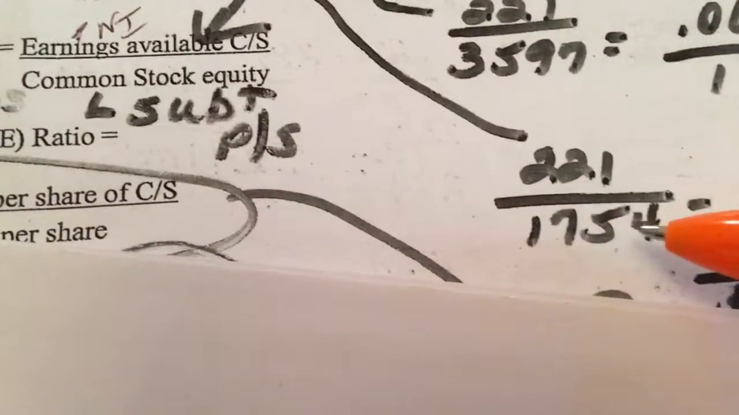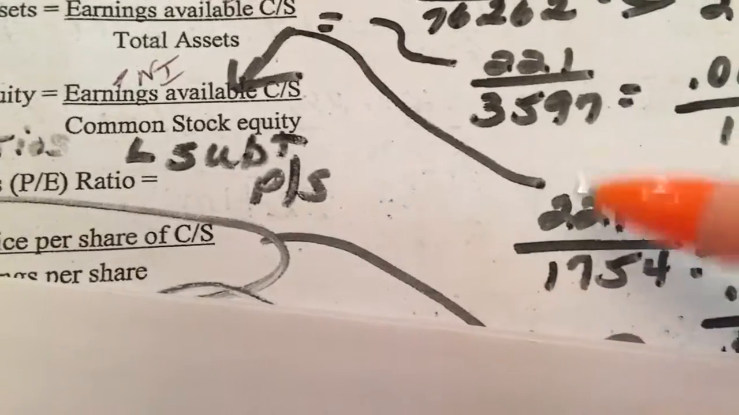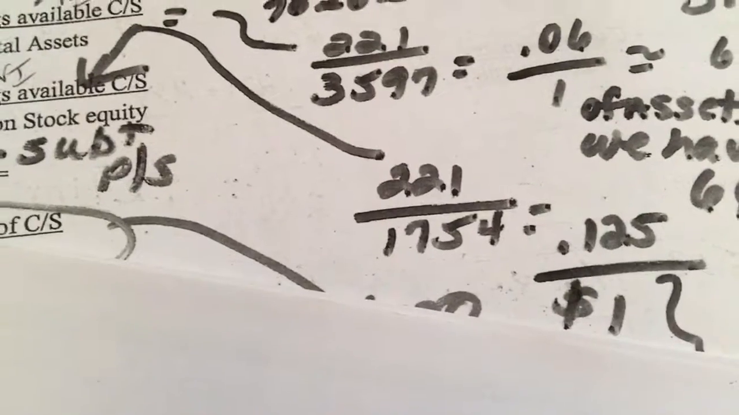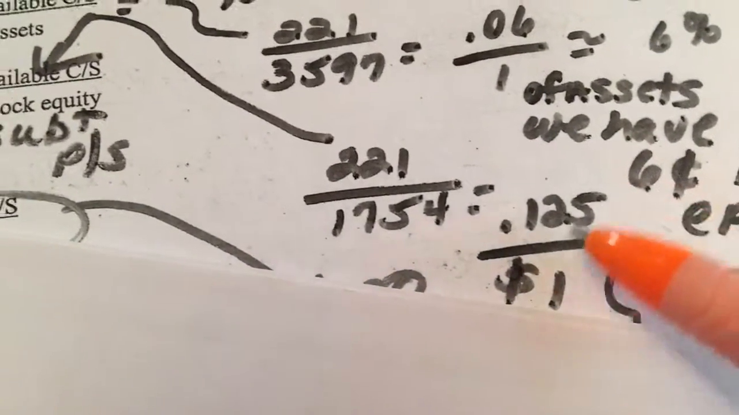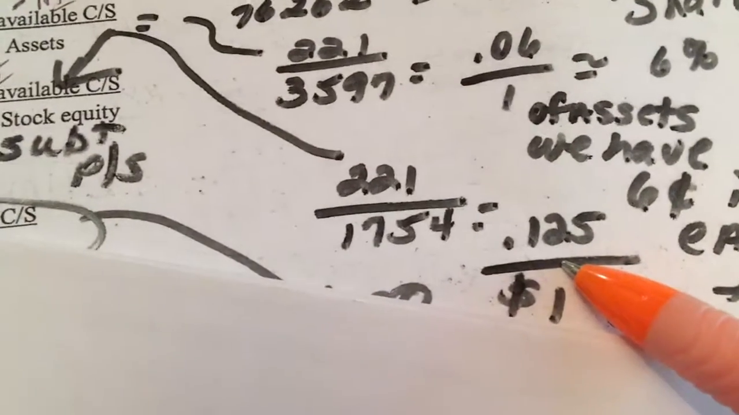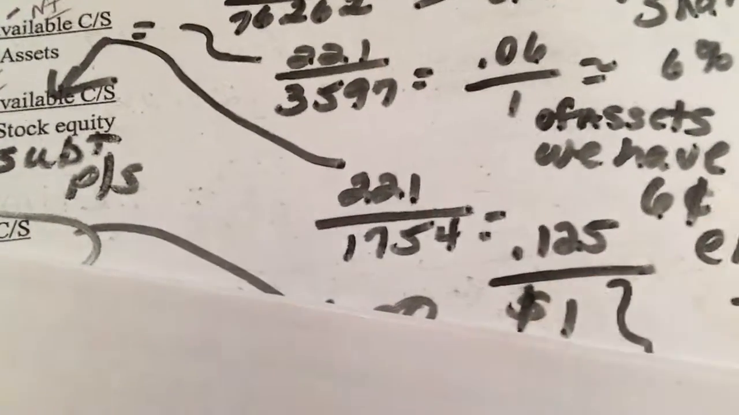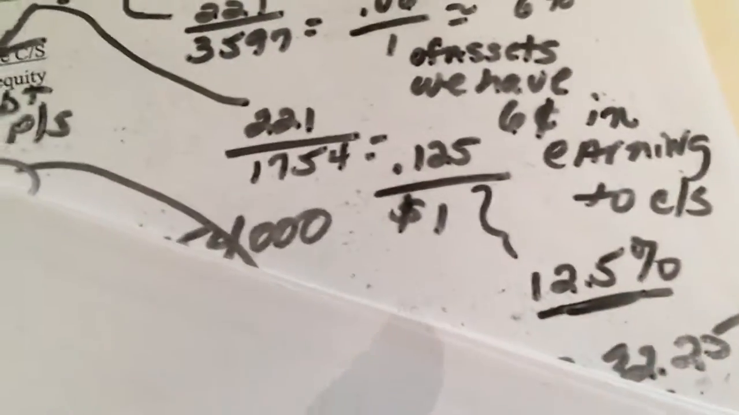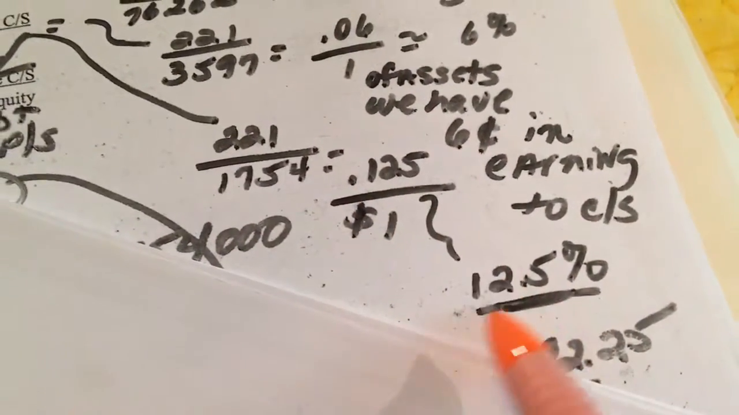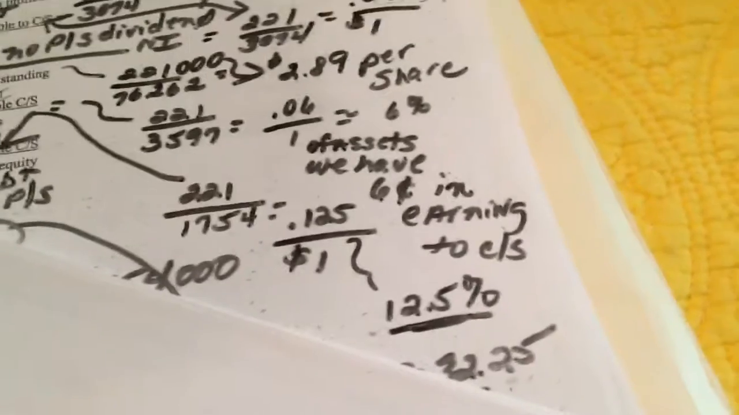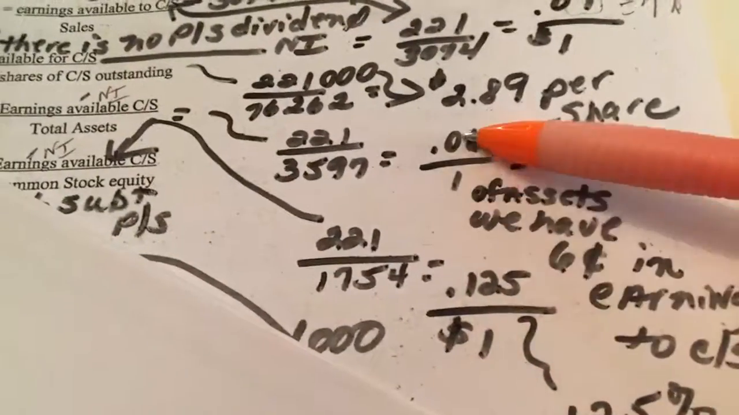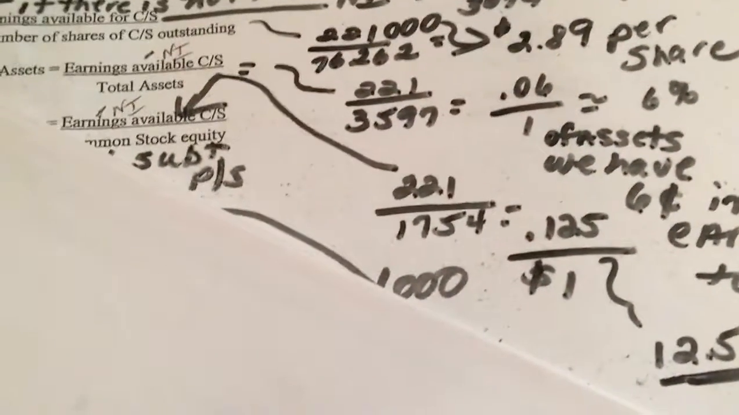So plug that into your number. 221 is net income divided by 1754, which is common stockholders' equity. Means that as far as stock sales go, for every $1 that we've sold in stock, we're generating about 12.5 cents. 0.125 is 12.5 cents. So if you converted that to a percentage, that would be 12.5% here. Okay, so actually we're using our equity better than we are our assets. Okay, not too bad as far as generating income.